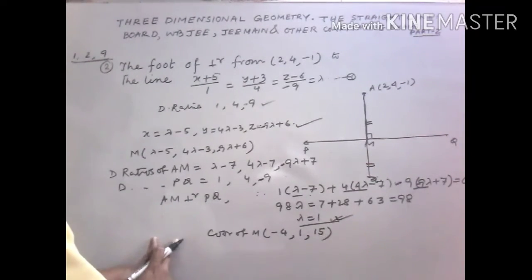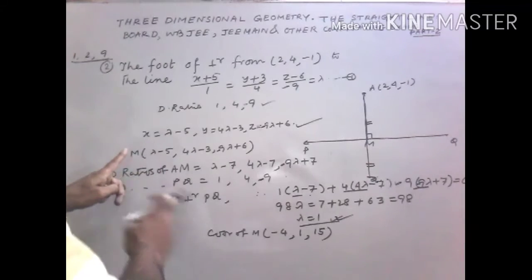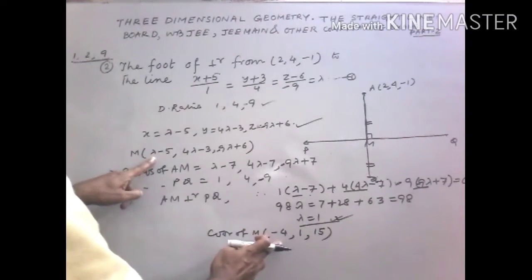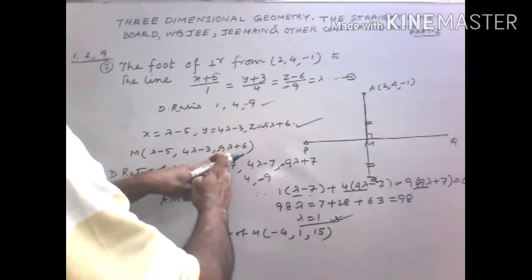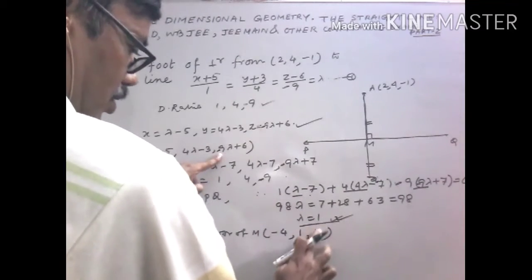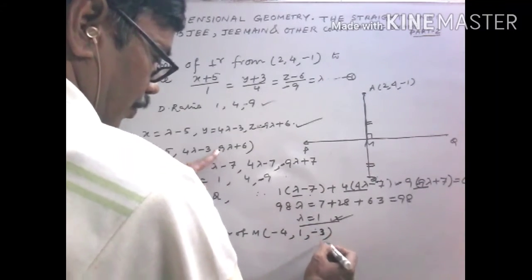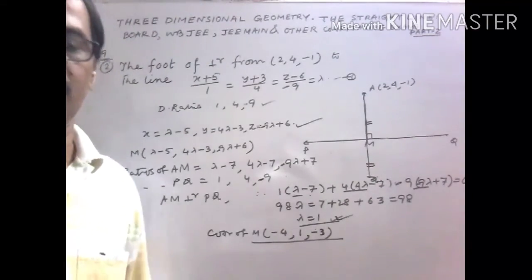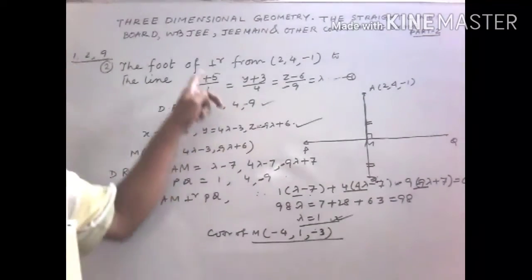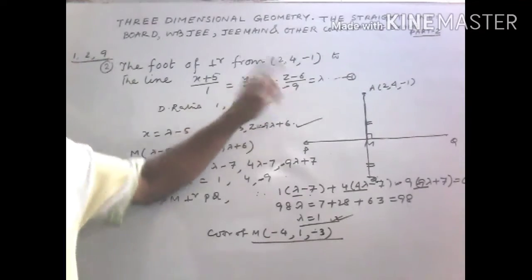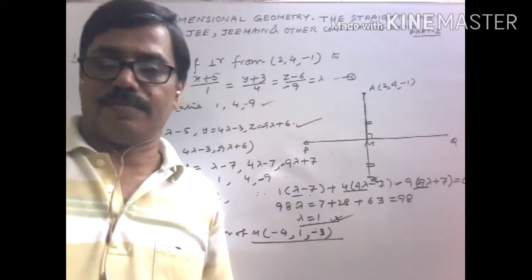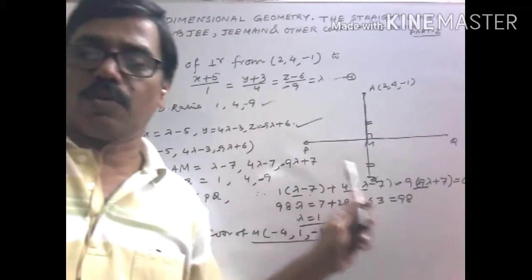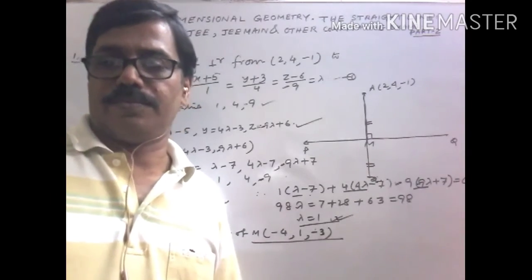So we get lambda equals 1. Putting the value of lambda in M: this is minus 4, this is 1, and minus 9 plus 6, so this is minus 3. Hmm, so the foot of perpendicular is (minus 4, 1, 6). So the modification is that 9 is replaced by minus 9. This is the most important problem for both.